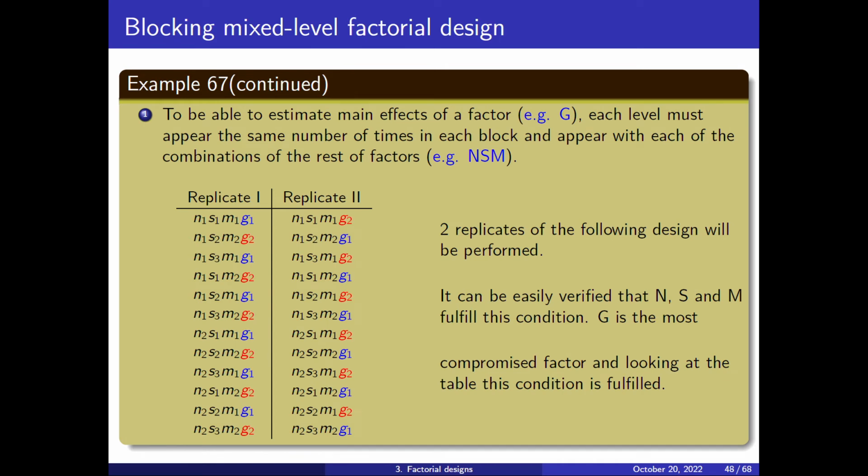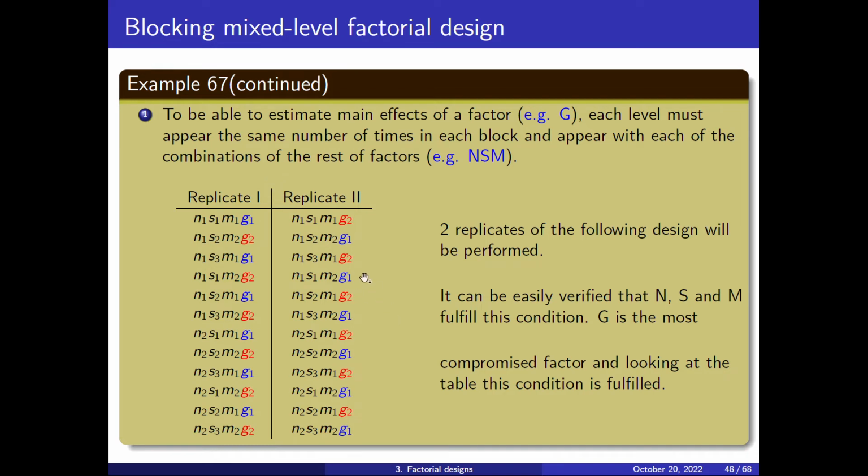Okay, so we include it, and in general we say that we will be able to estimate the main effects of a factor, let's say G, if each level of this factor appears the same number of times in each block, and it appears with each of the combinations of the rest of the factors. So let's do the analysis for G.